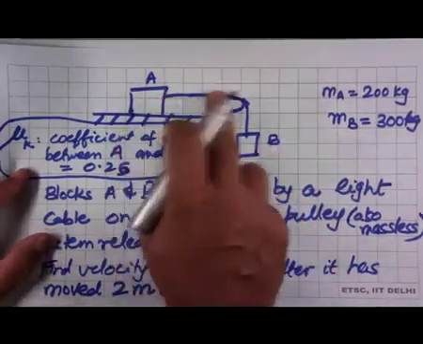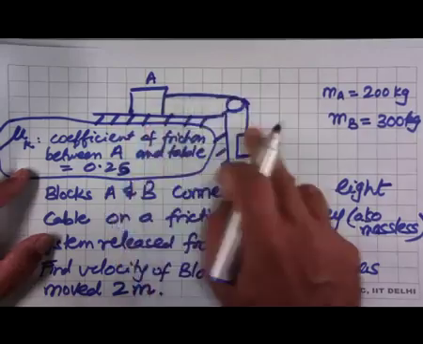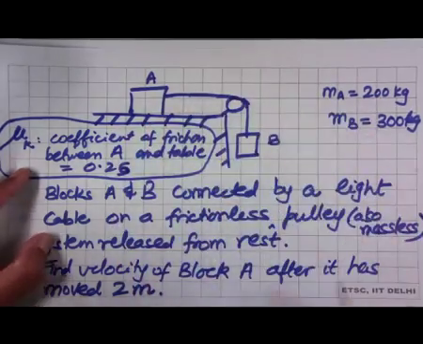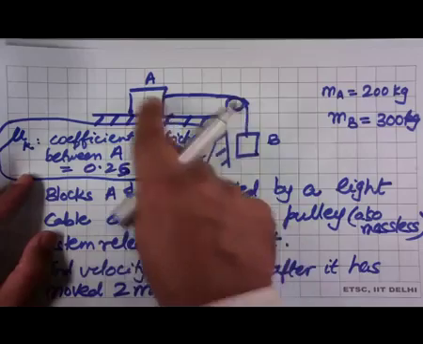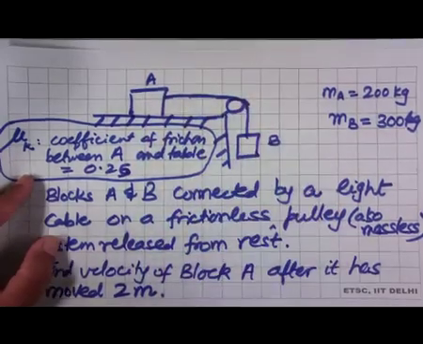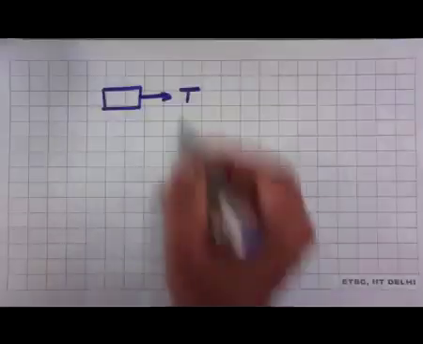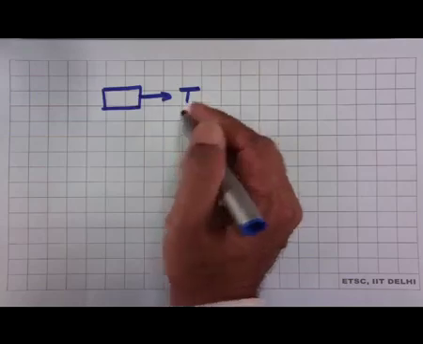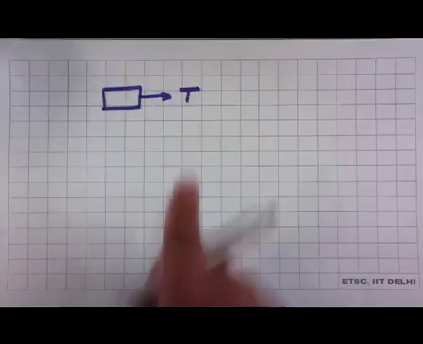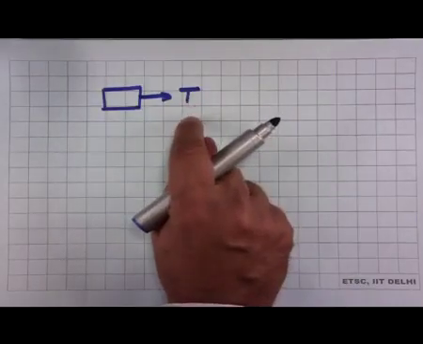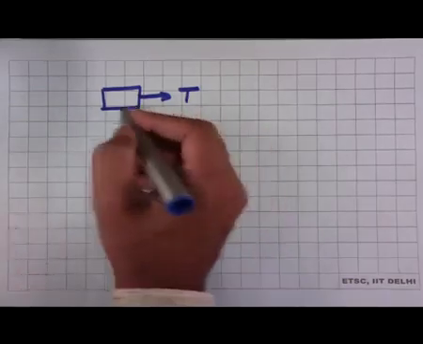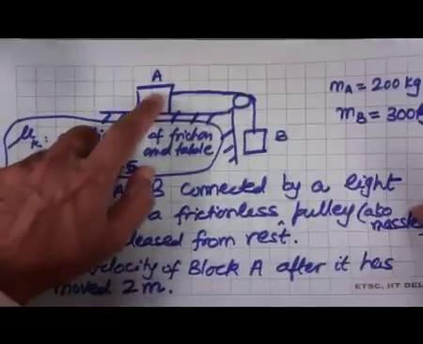So, if a force T is being applied to pull body A, the string will pull body B with the same force T. The force along the string stays the same. So, as long as the string is the same, the force will be the same. So, we have a string force T here on the block A. So, we are drawing the free body diagram of this block.